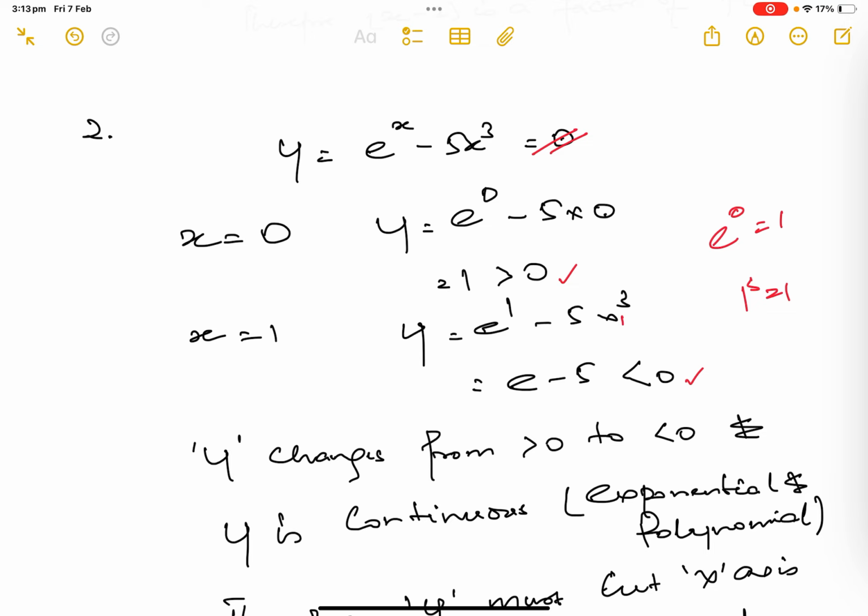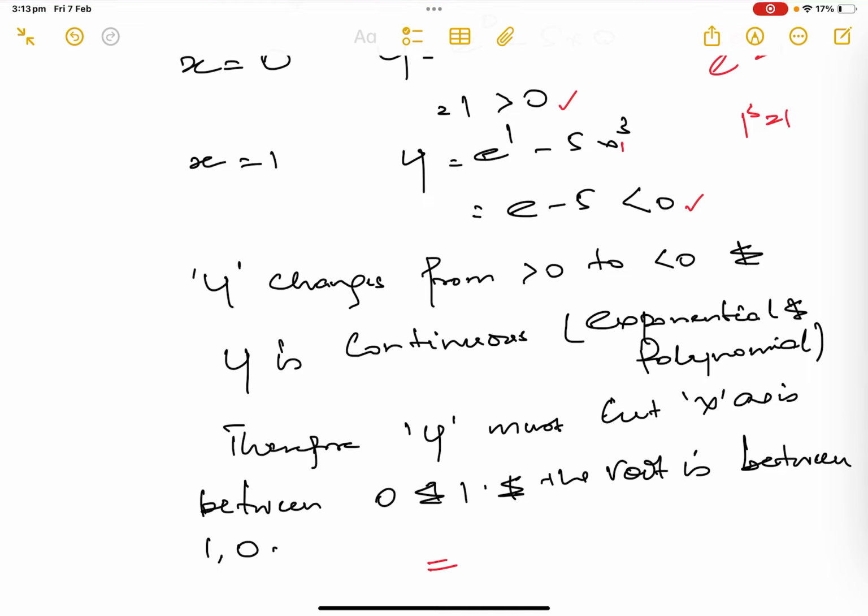If it is continuous and the sign changes between a certain range, which here is 0 and 1, from positive to negative, that means the curve will cut the x-axis. So the curve will have one of the roots. It depends on the curve, it could cut the x-axis in more than one place, but we need to prove there is a root. So the curve will cut the x-axis between 0 and 1. So y changes from greater than 0 to less than 0.